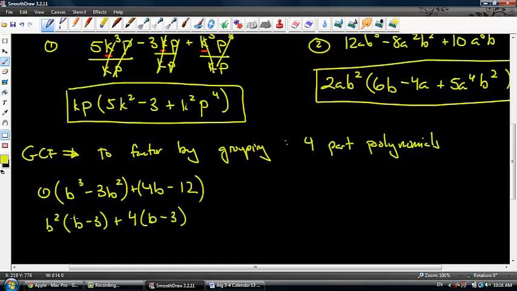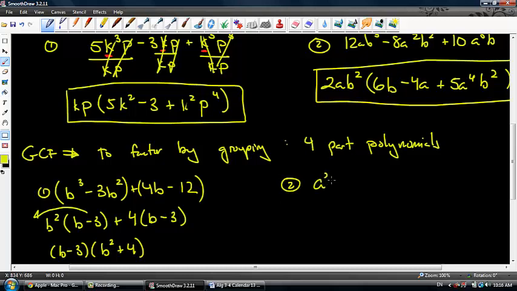Now, whenever you're doing factoring by grouping, you should end up with duplicates. And what's going to happen is that now that I have one of these duplicates, one of the duplicates can actually factor out again. So I end up having b minus 3 times b squared plus 4. All right, that is your factoring by grouping. Let's take on something a little bit harder.